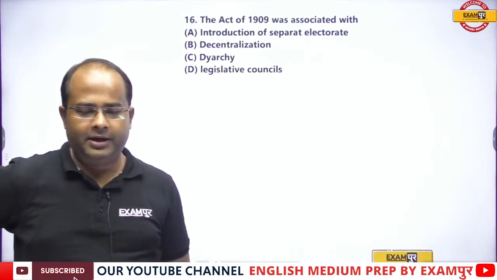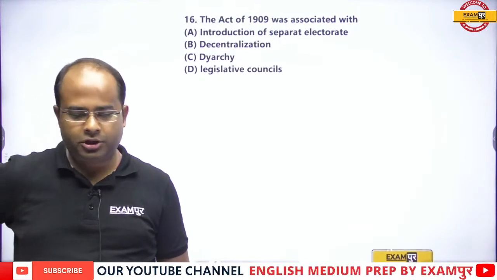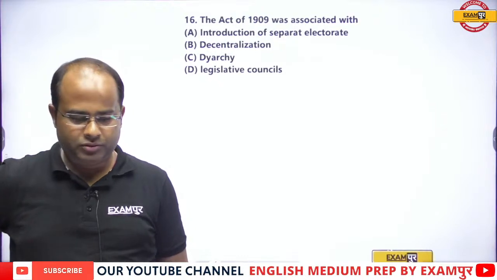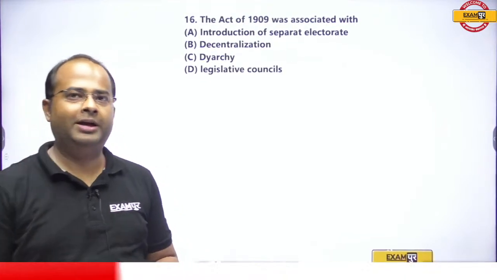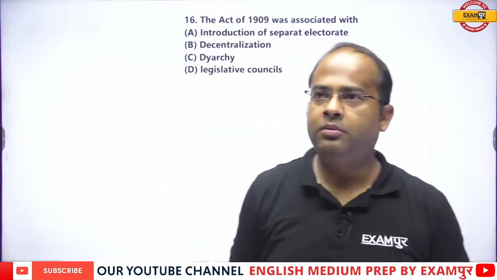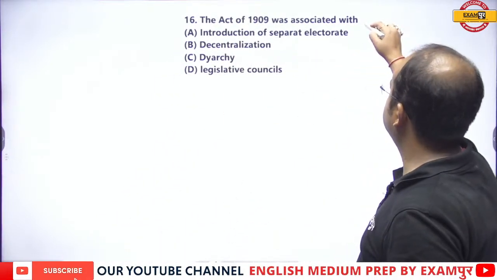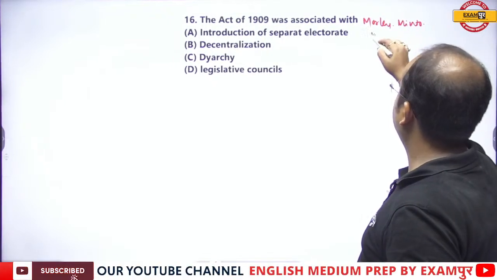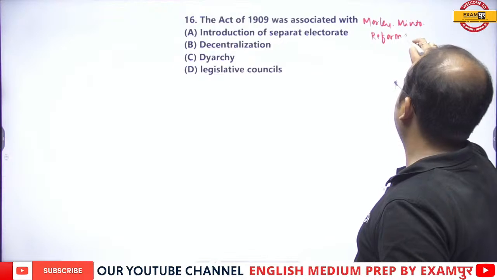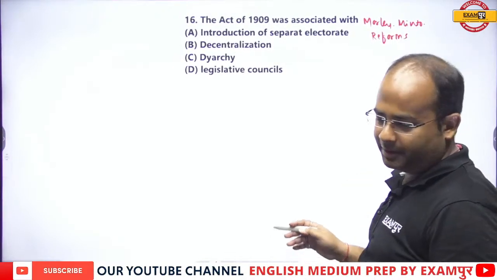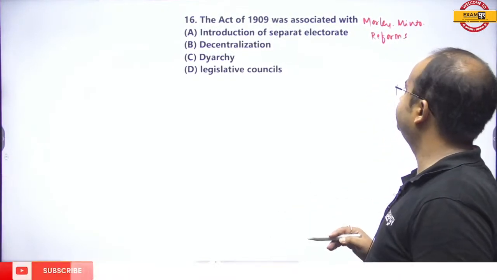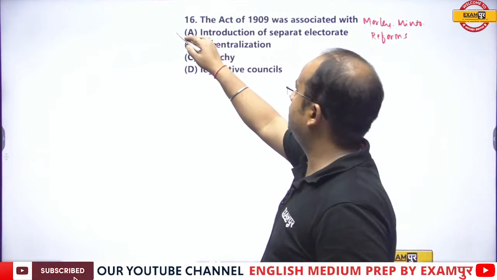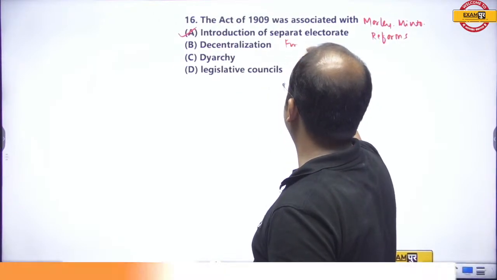Okay, the Act of 1909 is associated with the introduction of the separate electorate. It is also called the Morley-Minto Reforms. Morley was the Secretary of State for India, Minto was the Viceroy of India, and it was the introduction of the separate electorate for Muslims.